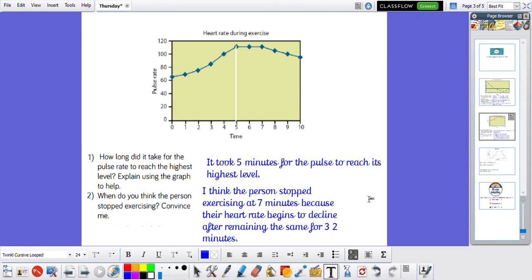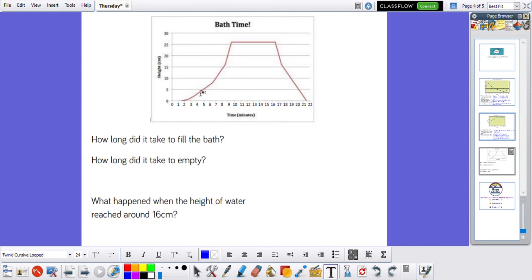Okay, so let's have a look at a different type of graph you could see today. So this one is called bath time, and it shows you how long it took to fill a bath. It shows you the level of the bath water over the space of 22 minutes. So the time at the bottom is minutes, and it's going up in intervals of 1. And then up on the y-axis, we've got our intervals going up in 5s, and it's the height of the water in centimetres. So it says, how long did it take to fill the bath?